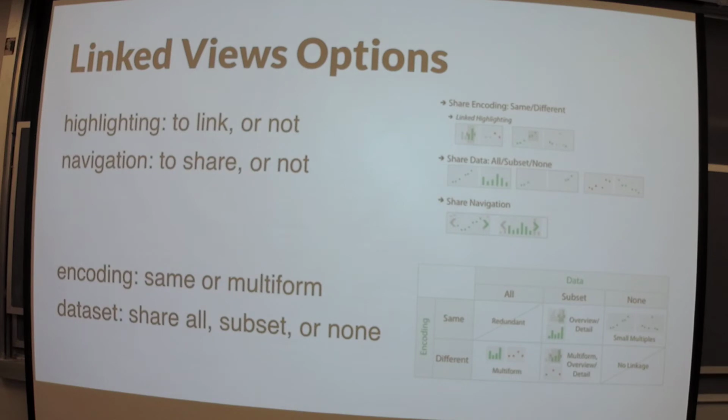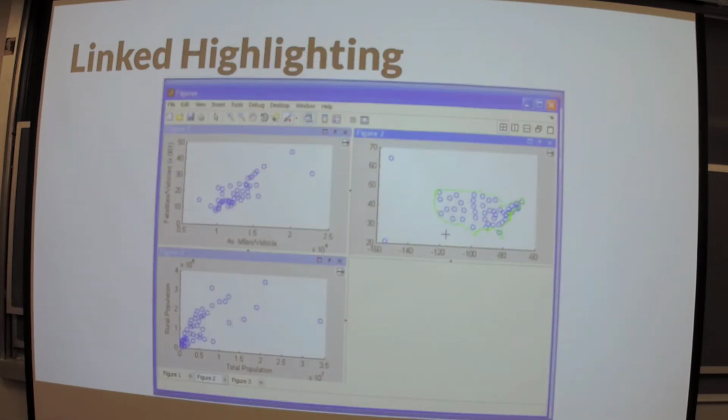For encoding, we have the choices of same or multiform encoding, and for the data set, do they share all of it? Do they share a subset, or do they share none of the data? We'll go through this now in a little bit more detail.